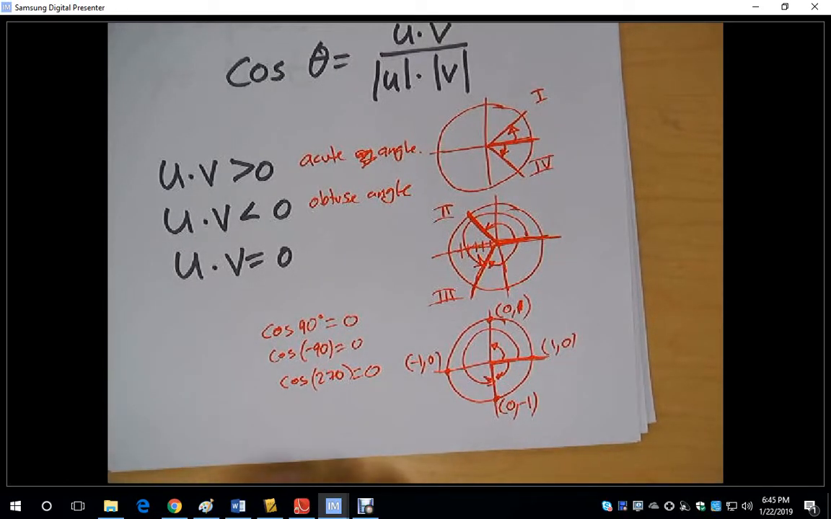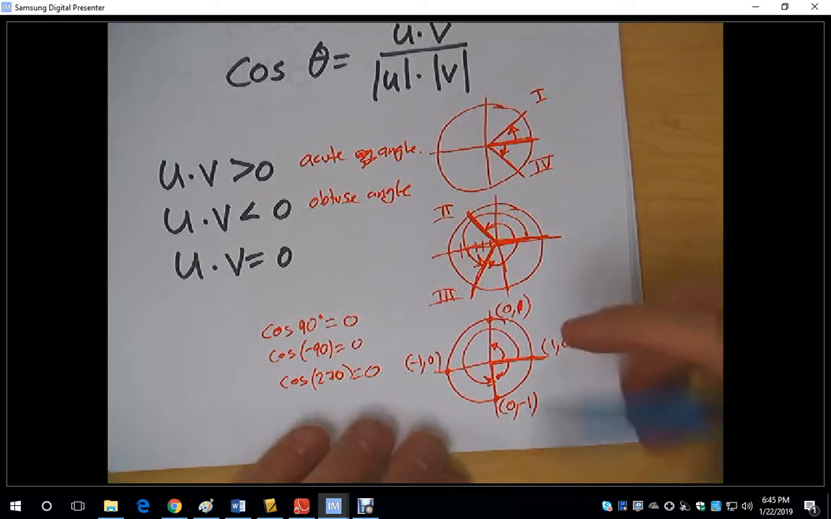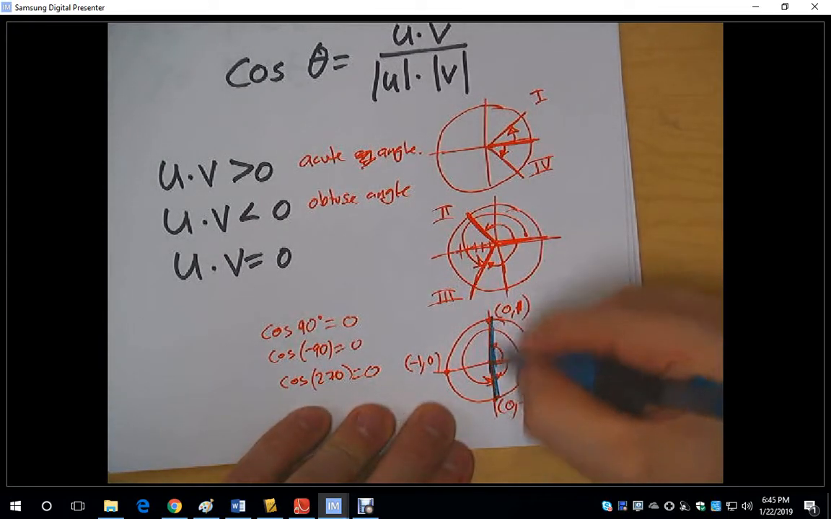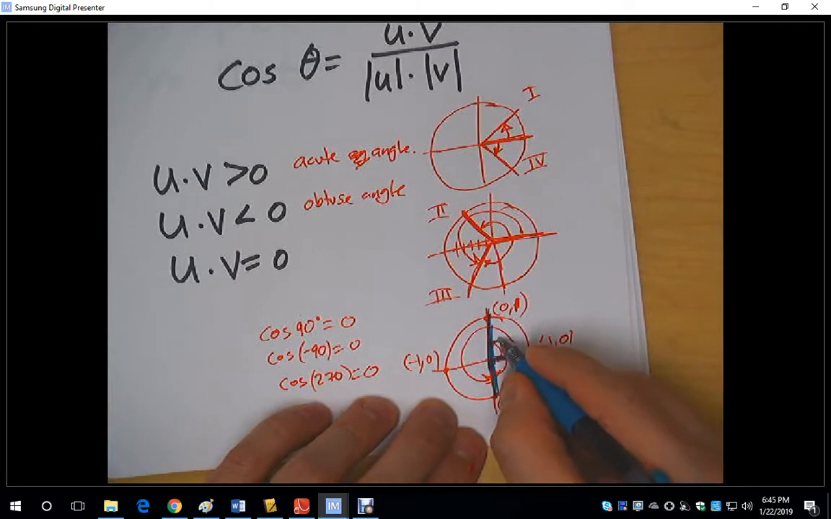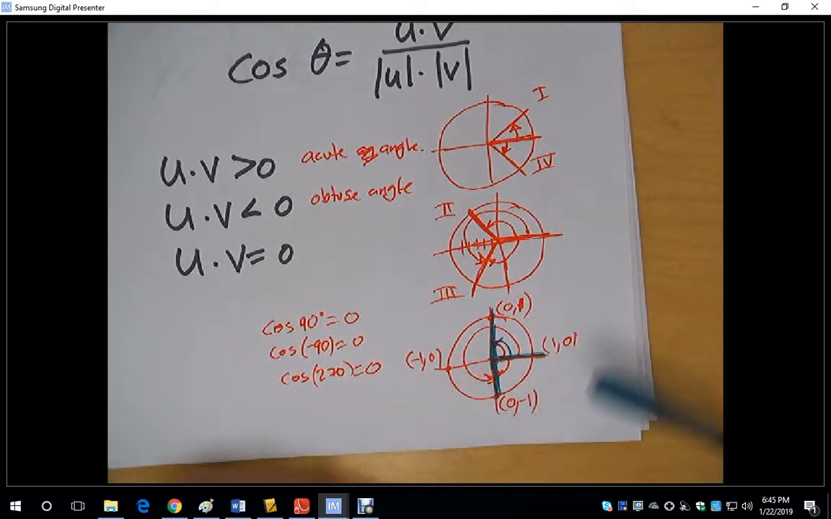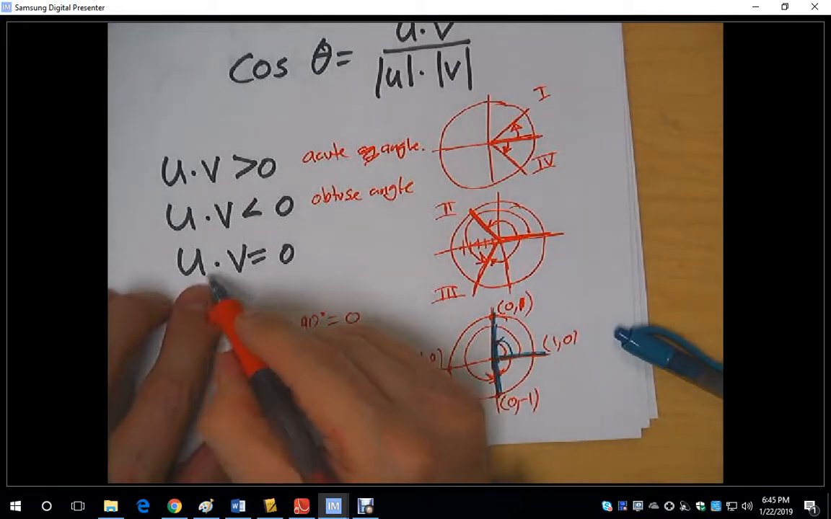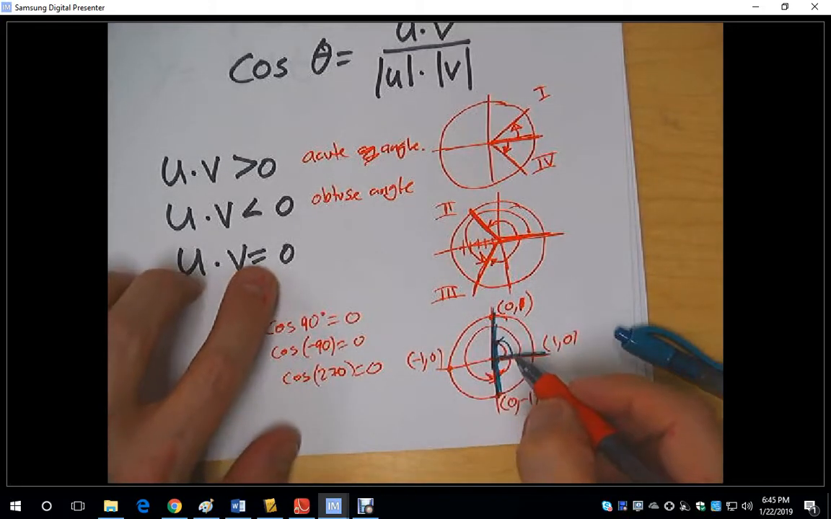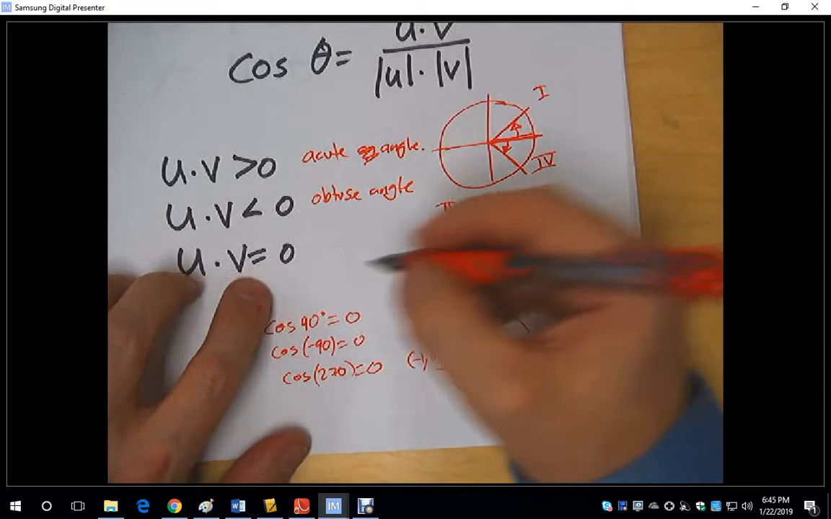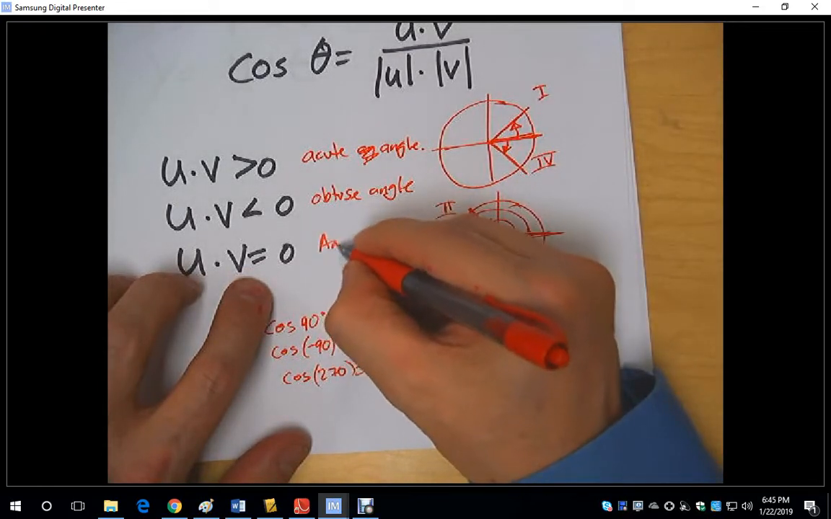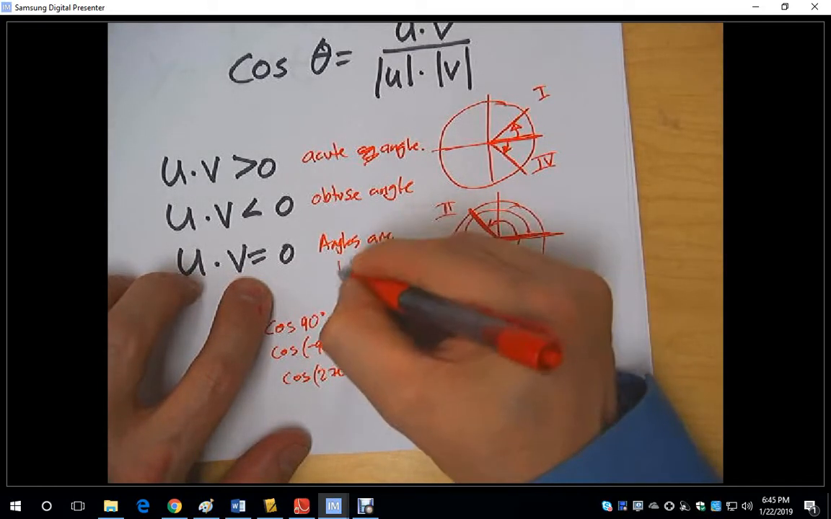But the relevant thing that you should see is that when we terminate on this vertical line from our initial side, we are looking at perpendicular angles. So what does it mean to have u dot v equal to 0? It means we have a perpendicular angle. The angles are perpendicular.